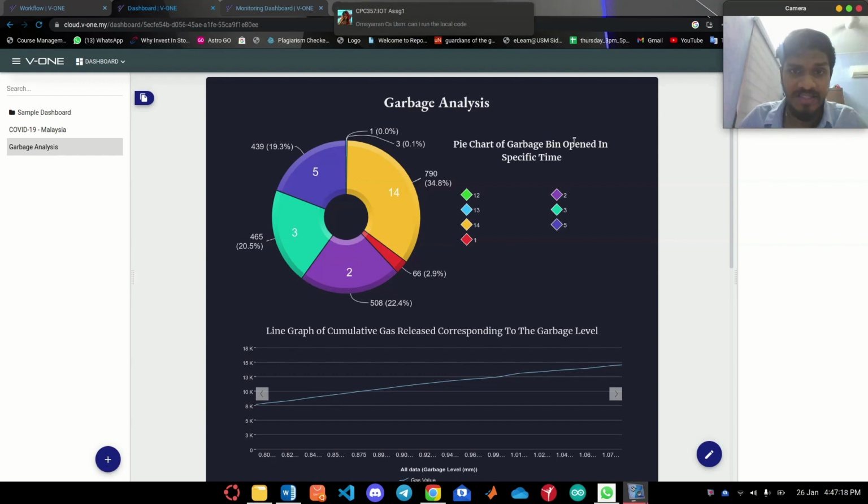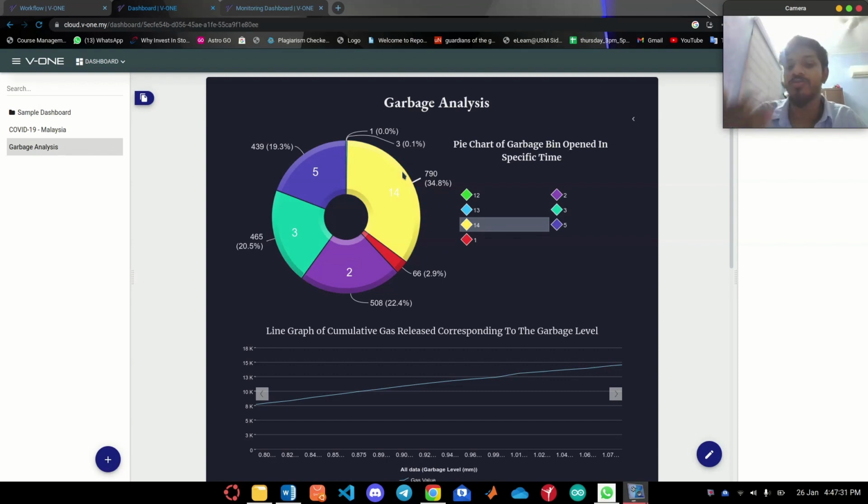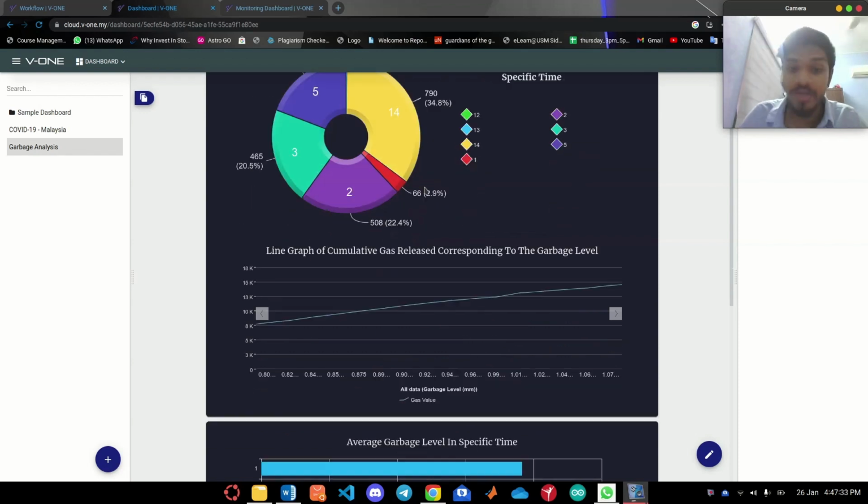So the first graph is a pie chart. It shows how many times the garbage bin has been opened in a specific time. The 13 and 14 show the 24-hour format, so 13 goes to 1 o'clock and 14 goes to 2 o'clock.